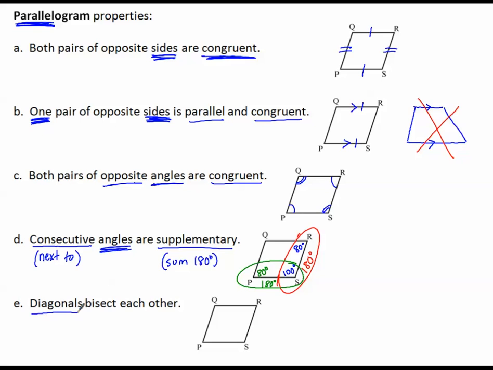Finally, the diagonals bisect each other. Here's a diagonal, here's another diagonal. Remember that bi means two and sect means cut. So cut into two congruent parts. This diagonal will be cut in half, this diagonal will be cut in half.